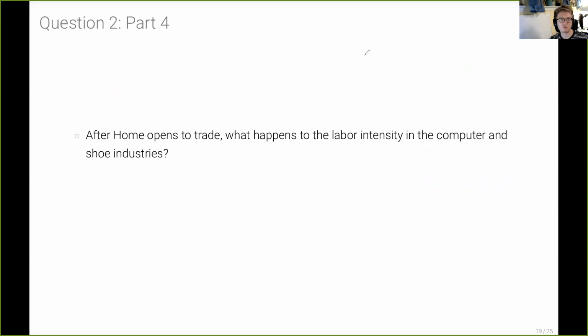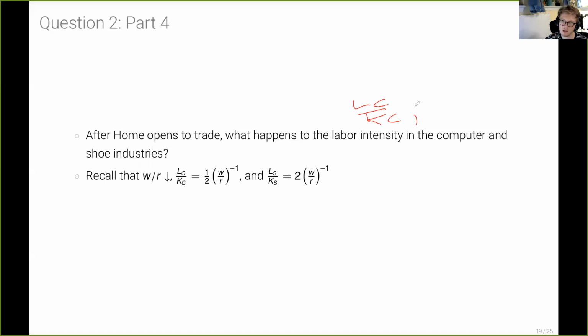So question 2, part 4, and this is the confusing part from last time, but I think it's a little bit easier to see numerically, is what's going to happen to the labor intensity or relative labor demands of both the computer and shoe industries. And recall that the labor intensity is just LC over KC or LS over KS in the case of the computer and shoe industries respectively.